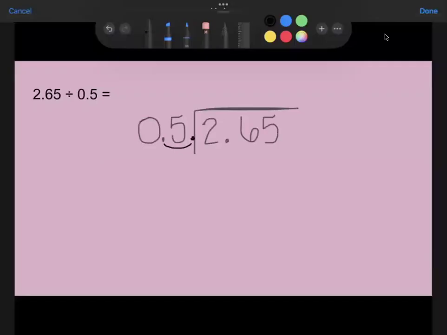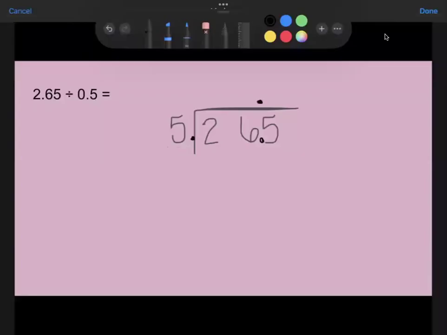Whatever I did on the outside, I have to do on the inside, which means I need to move this decimal over one place to the right as well. Now, it might be tempting to move it two and make it a whole number as well, but then it wouldn't match what I did on the outside and it wouldn't be equivalent. So I'm going to go ahead and put the decimal up into my answer space before I begin to divide. And now I'm going to get rid of or erase some things. I'm going to erase this 0 here because now I no longer need it. This decimal in this line, this decimal in this line.